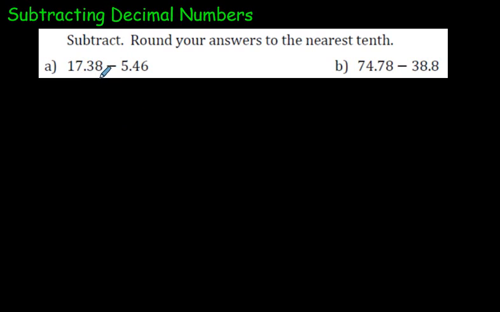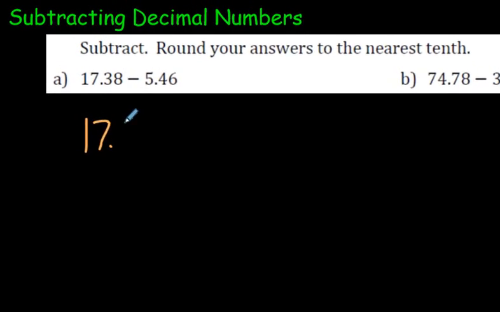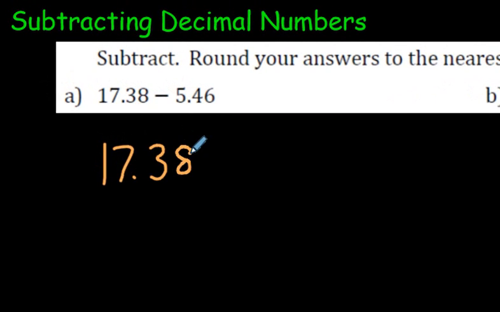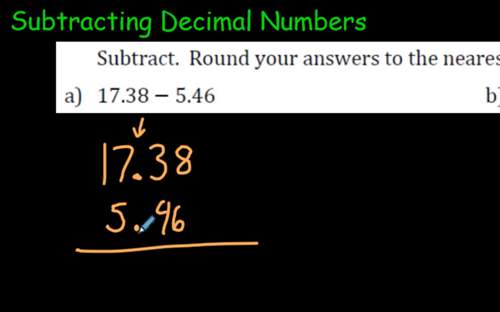So you start by writing down the first number, which is 17.38. And then if you remember the last video, we have to line up the decimals along a vertical line. So straight down from here, we're going to have the decimals, okay? So 5.46 would go right here, okay? See how we lined up these two decimals here? And then you just subtract like you would with other math problems that you may have done in the past.